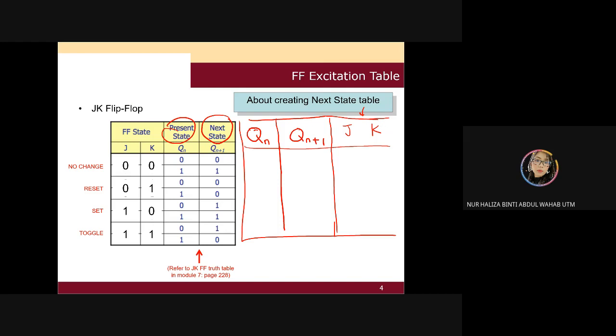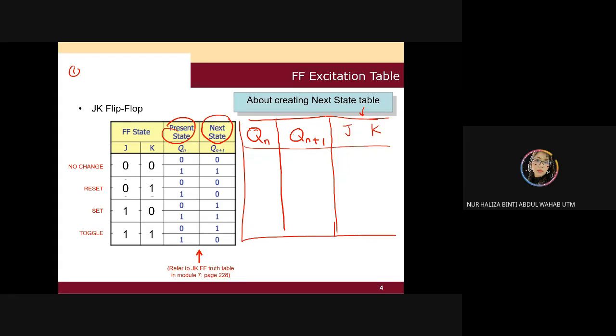Last time you were given the value of J and K, right? That's why you can directly get the timing diagram, state diagram, state table, and so on. But now you don't know. The first step, as I just mentioned, is that you don't know the connection or value of J and K. That is the first thing that you need to know.